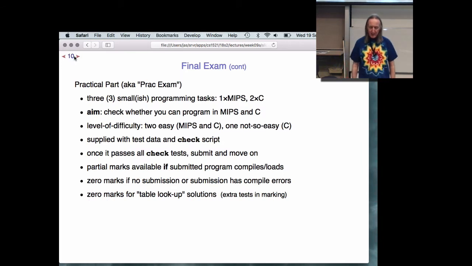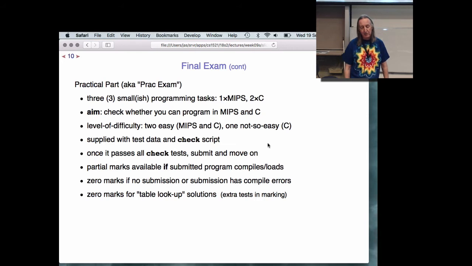Alright, so prac exam 3, smallish programming task, 1 MIPS, 2 C, just want to check whether you actually can program in MIPS and C. The first two, the MIPS and the C programming question, are going to be similar level of difficulty to the practice prac exam. So if you go alright in that, you probably go alright in these questions. But you know, programming questions, you never can tell. You can get stuck with some annoying bug. And the last C question is going to be a little bit harder. This is for the people who are trying to get high distinctions.